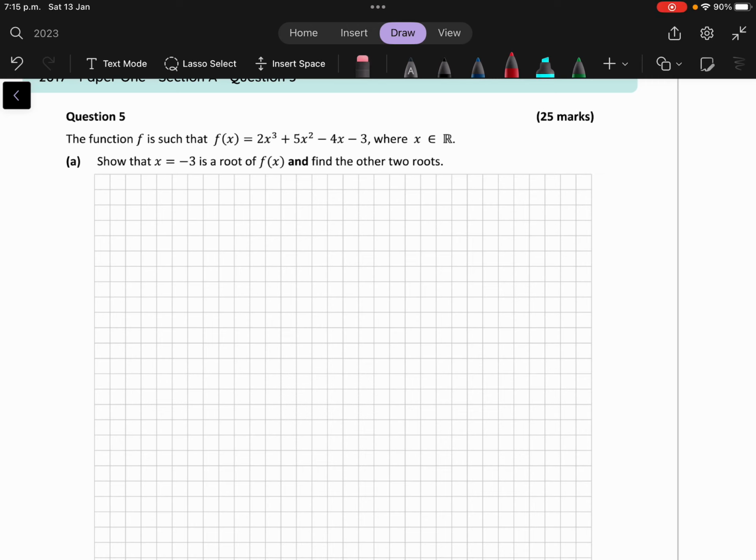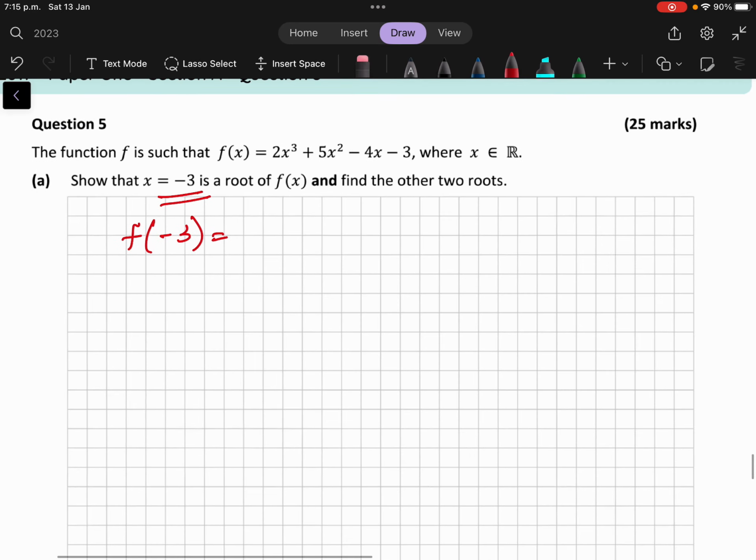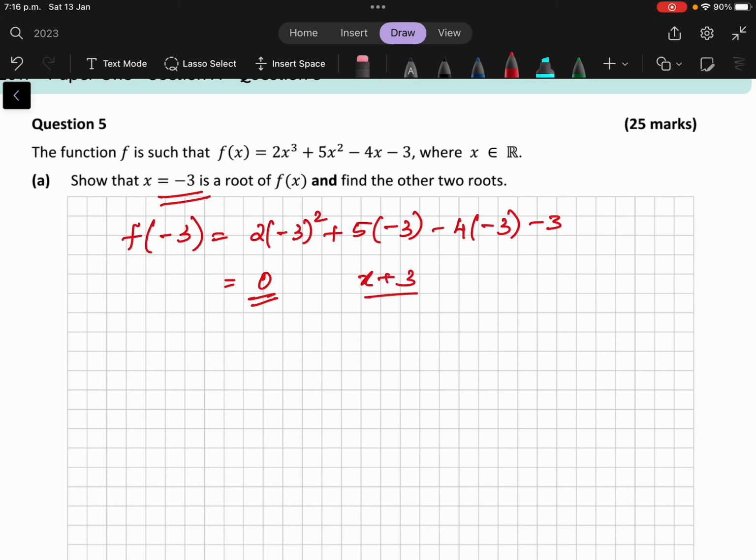Show that x plus 3 is a root of f(x). So for that, what you do, f of minus 3, which is nothing but just sub in the values. So 2 into (minus 3) cubed plus 5 into (minus 3) squared minus 4 into minus 3 minus 3. So you simplify all these together and see whether you are getting 0. Okay, so just put it into the calculator and then see that. Then you can see that x plus 3 is a factor.